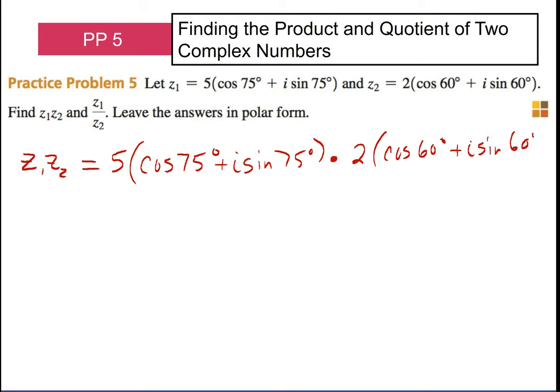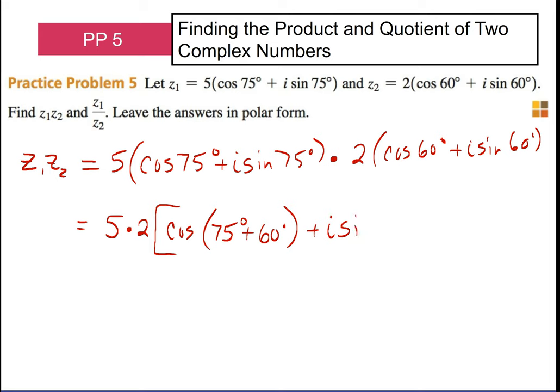All right. Pretty easy here as we go about doing it. We're going to take the R values, multiply those guys together, and then we're going to take the angle values and add those guys together. So it'll be 75 plus 60. And it's the exact same thing for the sine value as well. So it'll be 75 plus 60.